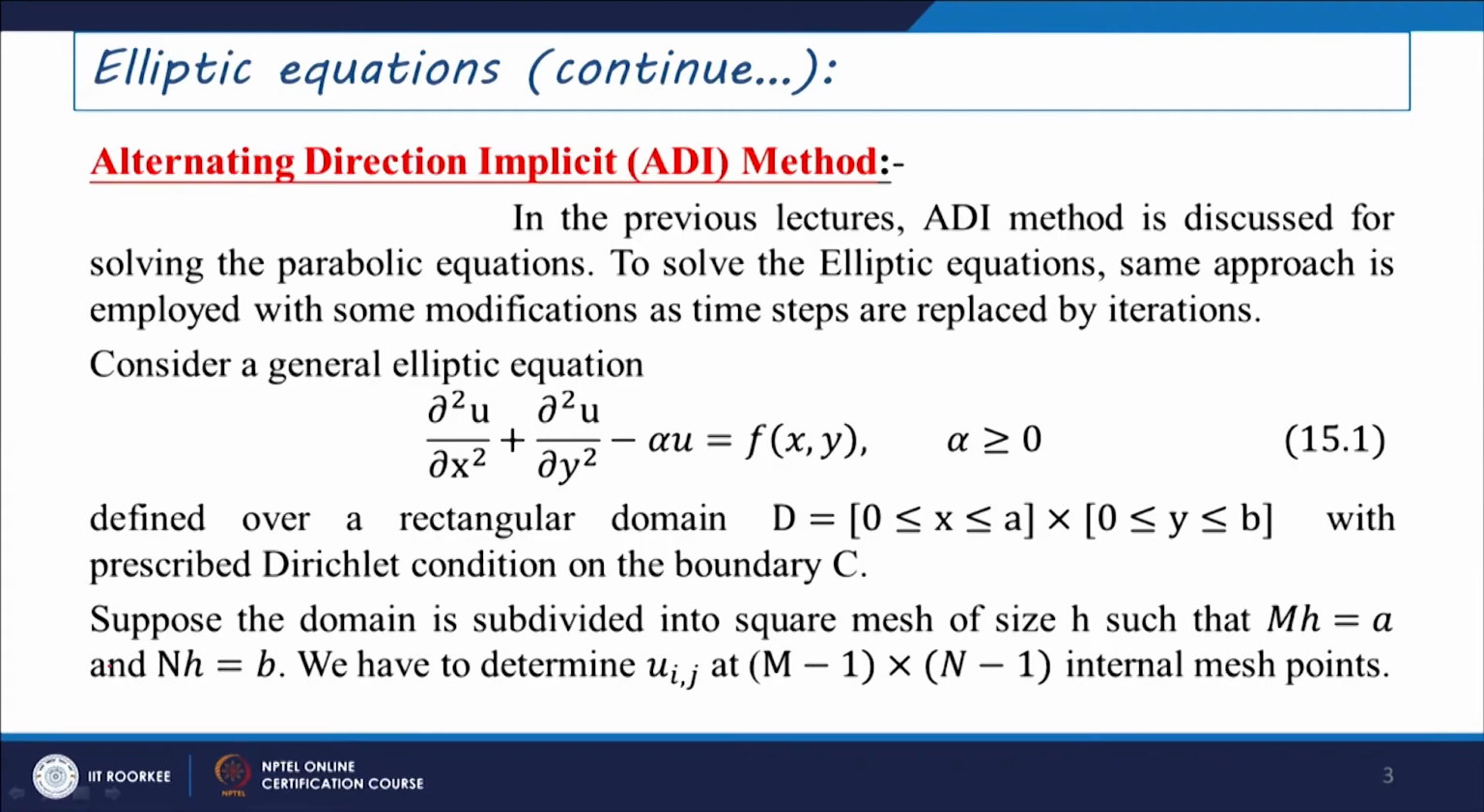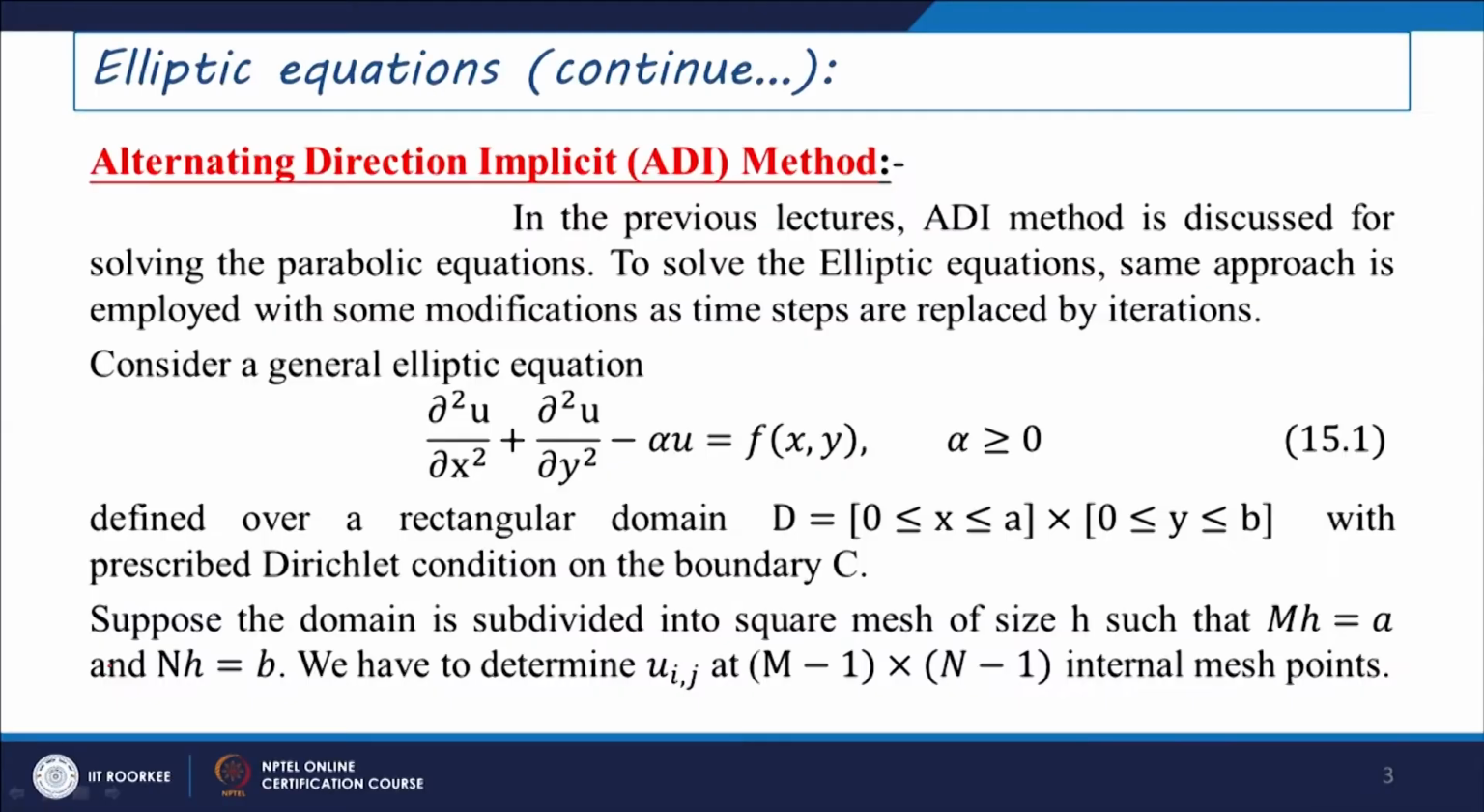The alternating direction implicit method considers a sum of step calculations, like in the x direction we consider a half step calculation, and in the y direction we consider another half step calculation. So, to solve this elliptic equation, we use whatever we have discussed in the previous lectures for parabolic equations especially.